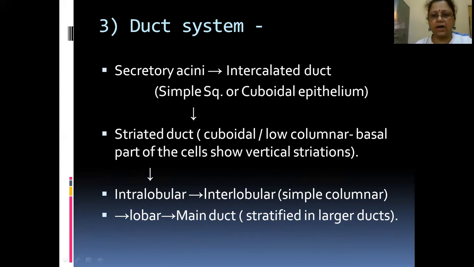So these larger ducts are mostly stratified. Simple squamous to cuboidal, then cuboidal to low columnar, then it became simple columnar, then it became stratified columnar or pseudostratified. Understood? So as the caliber of the duct increases, the height of the cell also increases. That means the duct will become bigger.